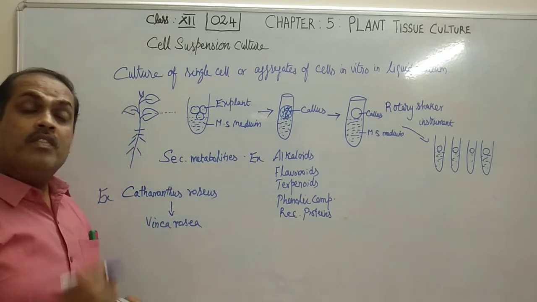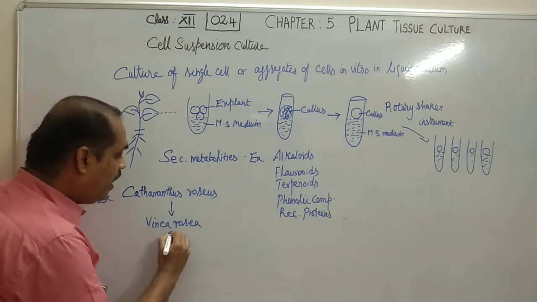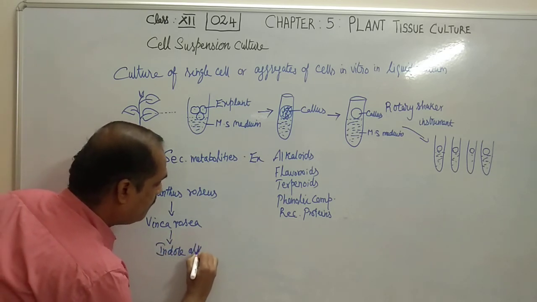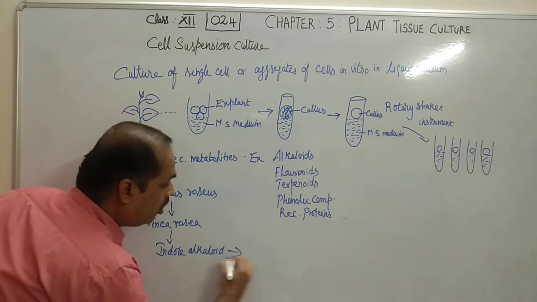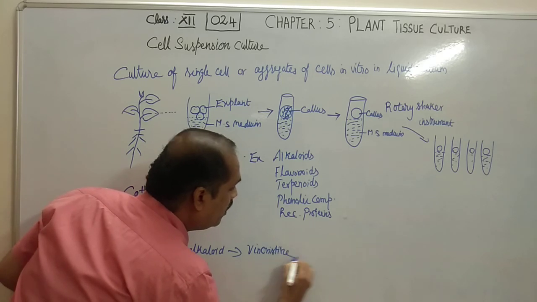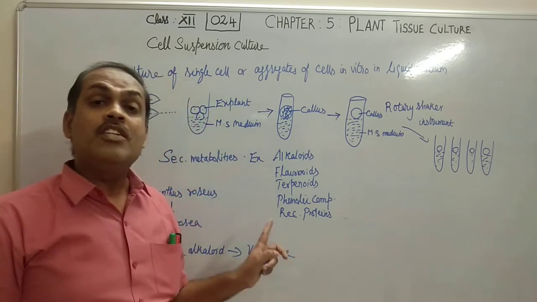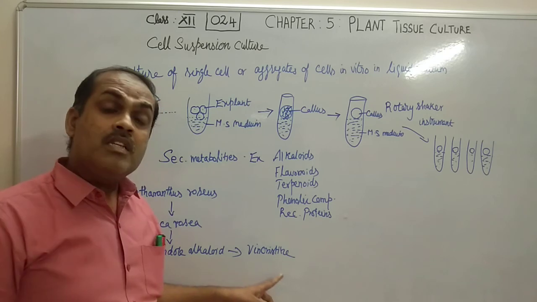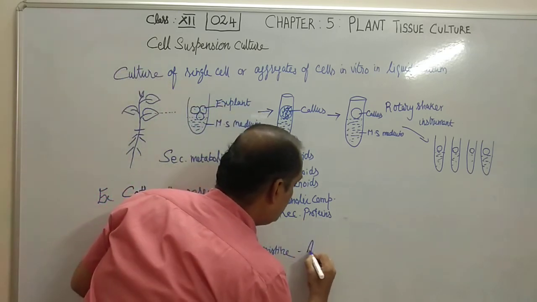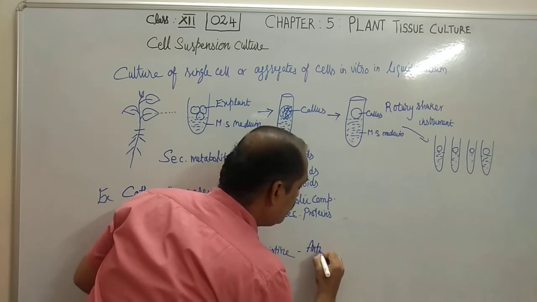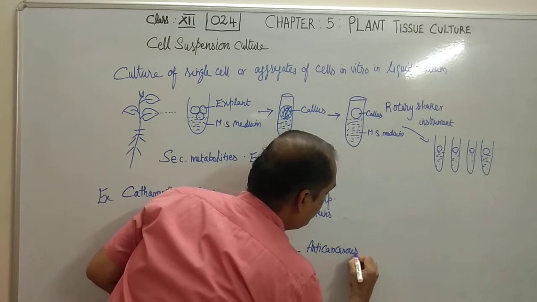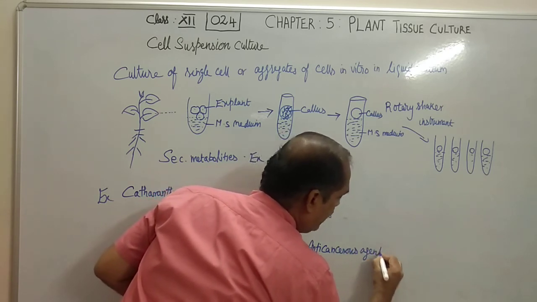This plant will produce an indole alkaloid called vincristine, which is used in the treatment of cancer. That means this vincristine has anti-cancerous property. So we can write this as an anti-cancerous agent.